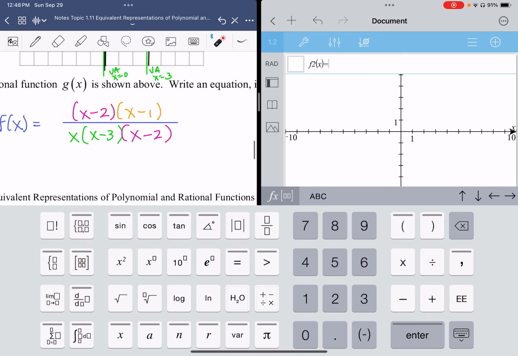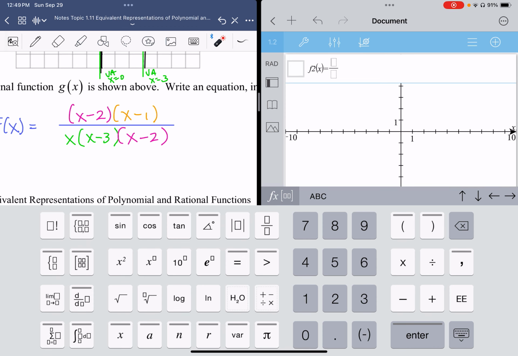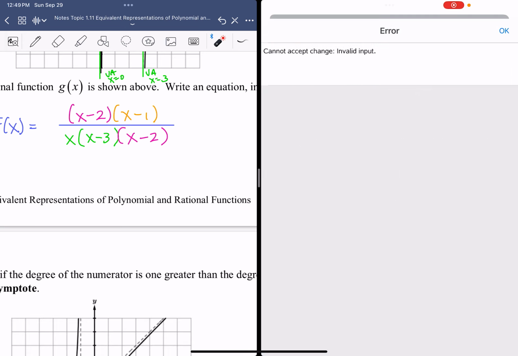Okay, this is better. So we had x minus 2, x minus 1, and then in the denominator we had x minus 3 and x minus 2. Okay, so this was our answer. Let me graph it.